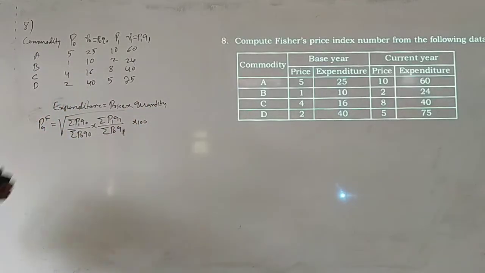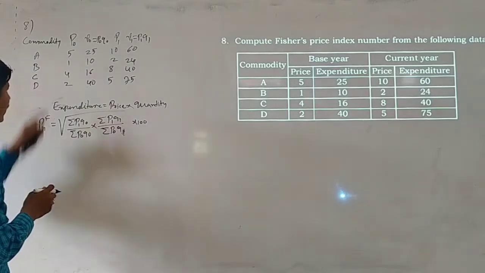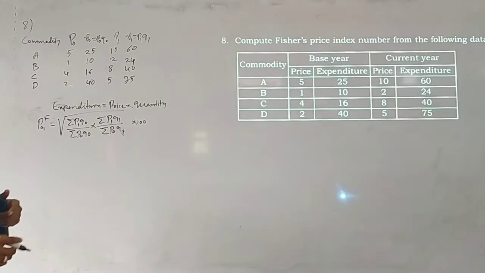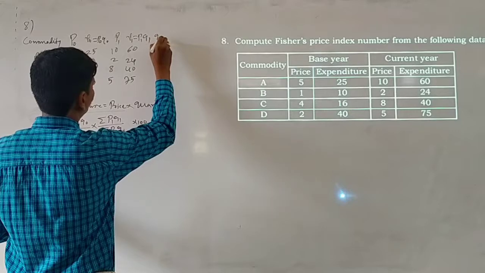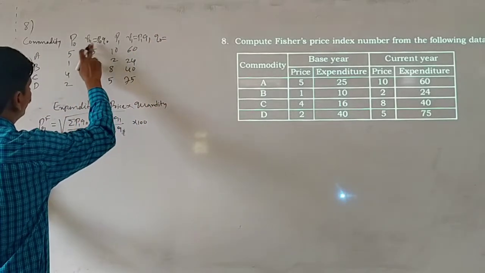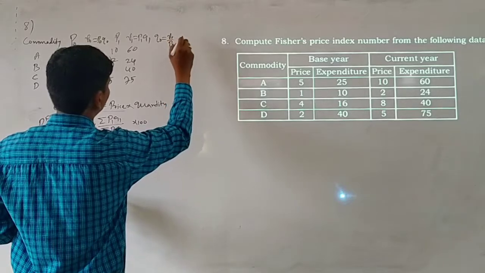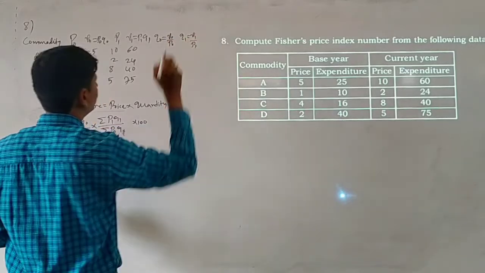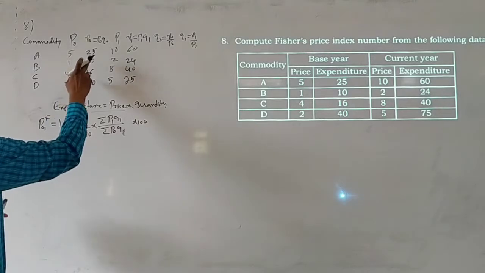Okay, here you have to find sum of P1 Q0. First, here they are given expenditure values. We want Q0 and Q1 values. First you have to find Q0 value. Q0 equal to expenditure P0 Q0 divided by P0, and Q1 equal to expenditure P1 Q1 divided by P1.